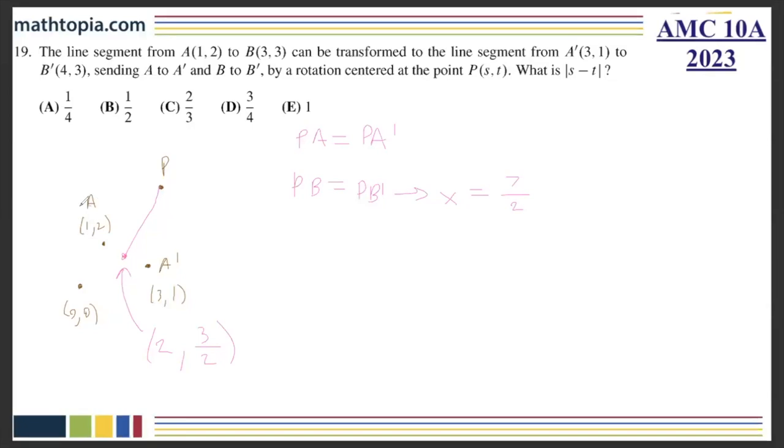We have to actually use rise over run between A and A prime, right? We get that the total slope is 1 over negative 2, right? By rise over run, we get negative 1/2 is the slope of AA prime, which means the slope of this perpendicular bisector is negative 1 over that slope, which is 2. So the slope of this is 2, and it passes through 2 comma 3/2.